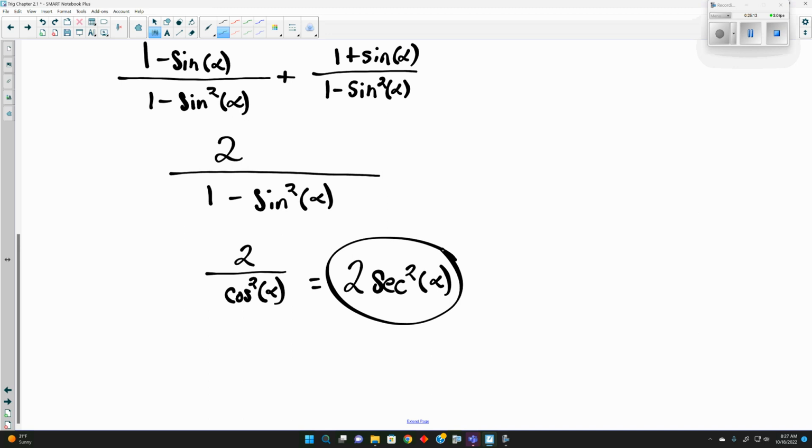Because if I was wanting to evaluate 2 secant squared of alpha for when alpha is pi over 4, I wouldn't plug it in as 2 secant squared of pi over 4. I'd plug it in as 2 over cosine squared of pi over 4. Write it in a way that I can calculate it better. Because as we've seen already, there's not a button that does just secant. We have to use cosine to the negative 1. Not the inverse, but to the negative 1. Questions on this here?